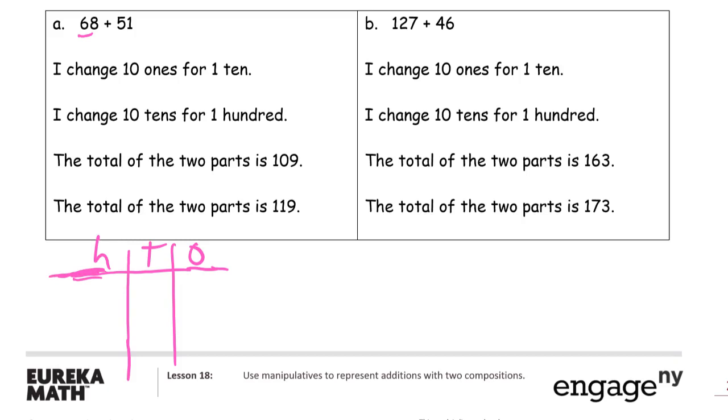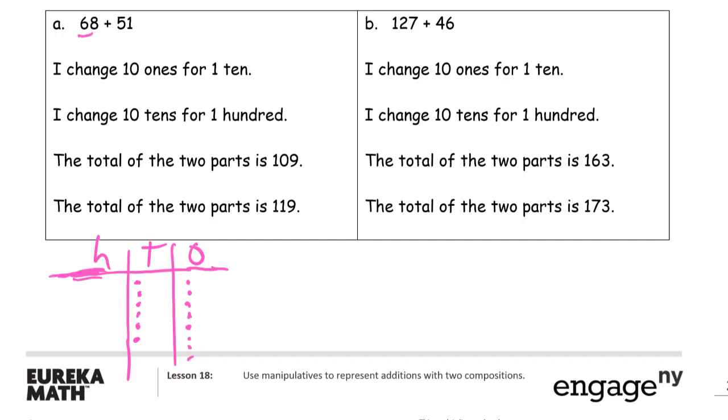So 68, 1, 2, 3, 4, 5, 6, 6 tens and 8 ones, 1, 2, 3, 4, 5, 6, 7, 8. So, as we solve each one using place value disks, what do we draw? The 51.